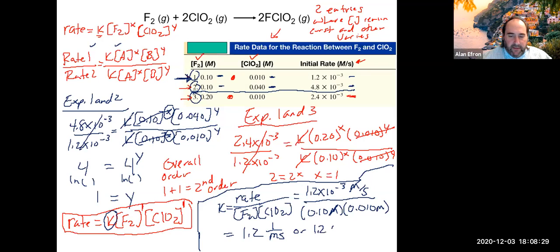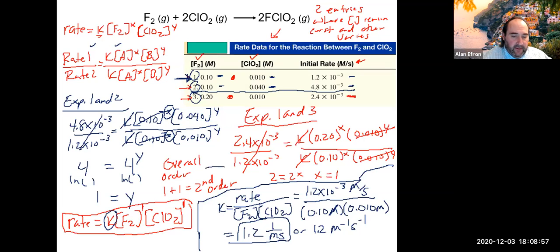Are 1.2 M⁻¹s⁻¹, whichever way you want to word that. And this would be the actual value of the rate constant for this, which tells you how fast the reaction is taking place. Also really important, as we'll see as we go through this chapter, the units associated with the rate constant give us an indication of what order reaction we're dealing with.